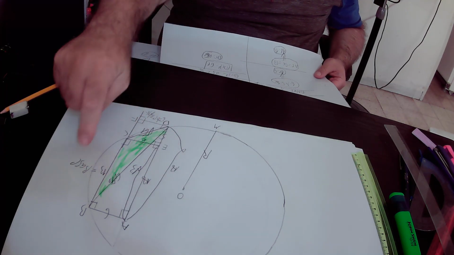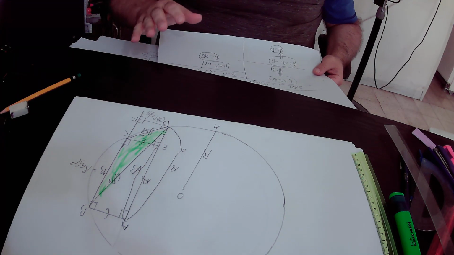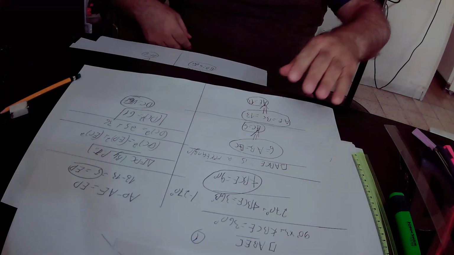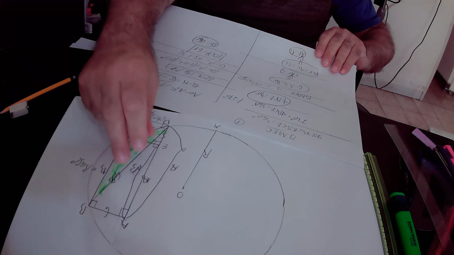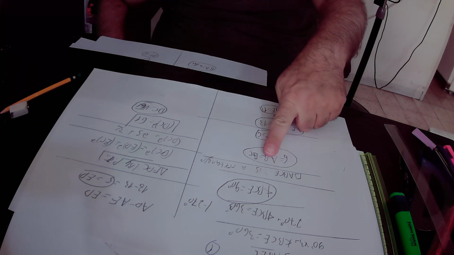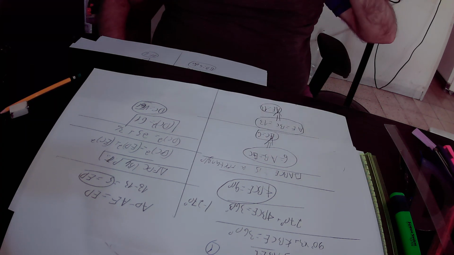Therefore, in quadrilateral ABEC we have 4 right angles, and any quadrilateral that has 4 right angles must be at least a rectangle if not a square. So we relate to this quadrilateral ABEC as a rectangle. Quadrilateral ABEC is a rectangle. Why? Because it has 4 right angles.